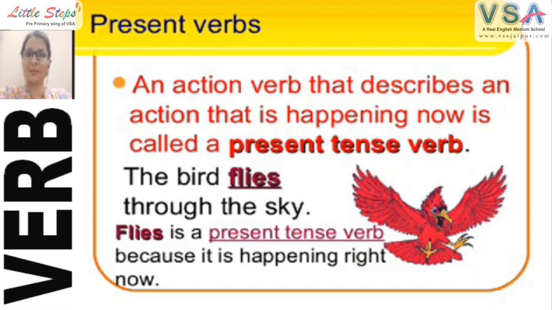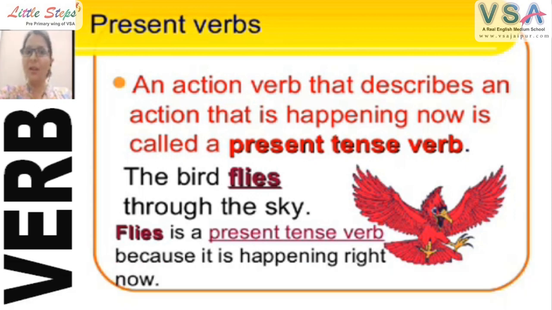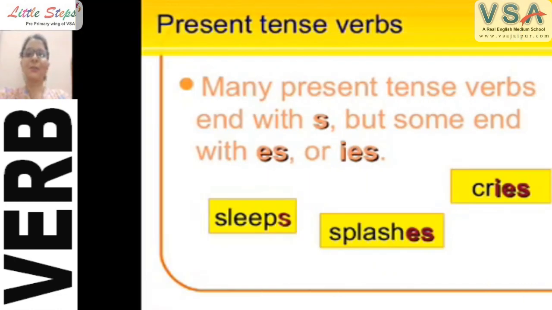Just as in the example given, the bird flies through the sky. At the time of saying, the action is continuing, that's why this verb fly will be called the present verb, right? Flies is a present tense verb because it is happening right now. Abhi ho raha hai. The bird is flying right now in the sky, right?